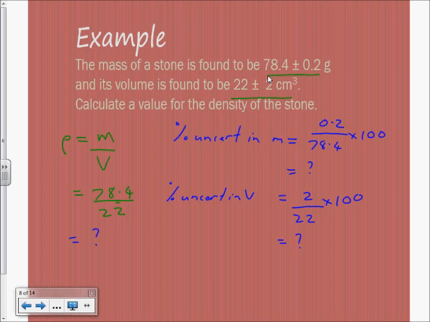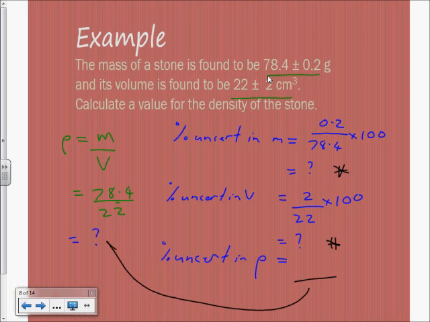So therefore, now the percentage uncertainty in the density, we add that percentage uncertainty there to that percentage uncertainty there, and you get the total percentage uncertainty. Having figured out that total percentage uncertainty, we then figure out what is that percent of the actual density.